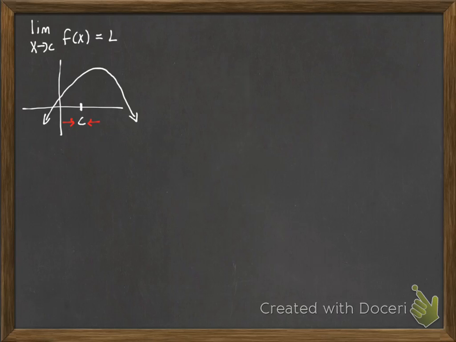Just like if you were doing average velocity, you'd be stopping at a time before, starting at a time before, and then stopping at a time after. Same kind of idea here. Then we're asking the question, what value does the graph approach on the y-axis? What value does that approach on the y-axis?